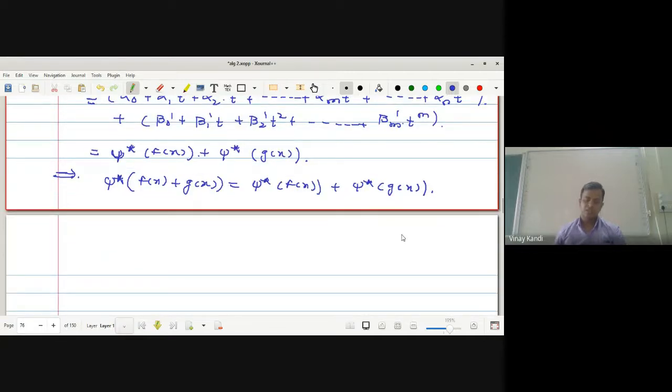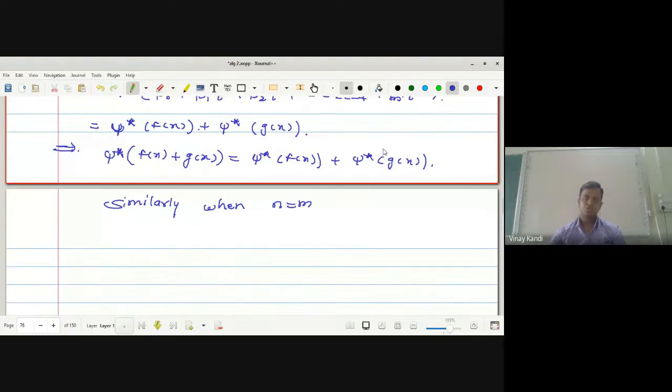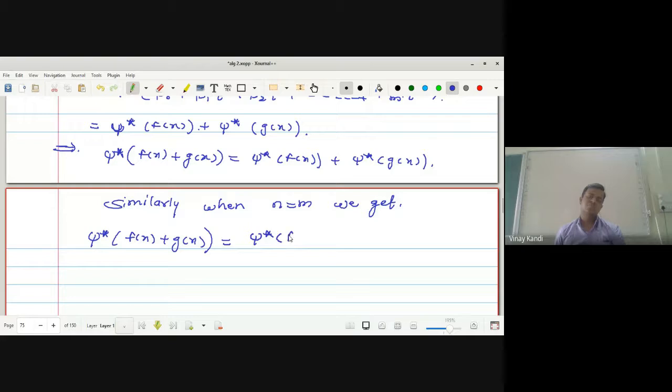Similarly, when n is equal to m, the further terms will not come. The terms after those will not appear. So similarly when n is equal to m, we get psi star of f of x plus g of x is equal to psi star of f of x plus psi star of g of x.